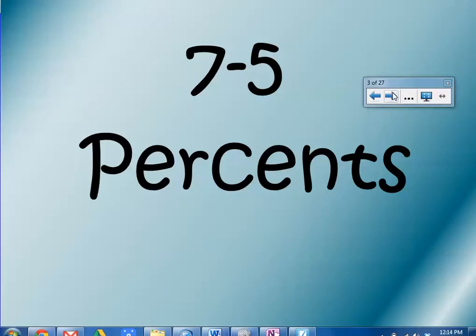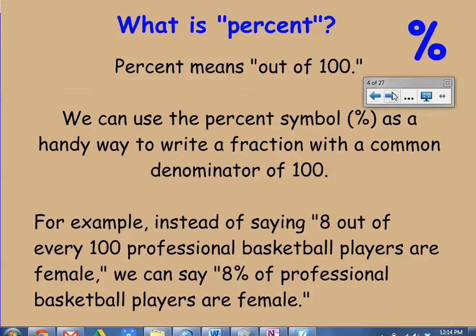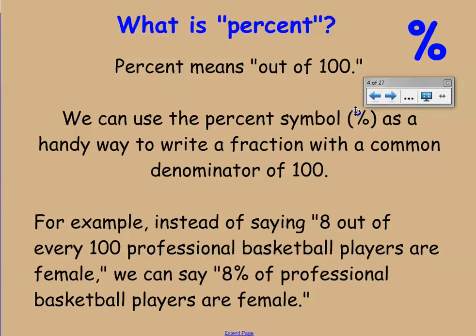So we're going to talk all about percents today. Well, first we're going to talk about what is a percent. Percent means out of 100. We use the percent symbol, which is two circles with a slash line in between, as a handy way to write a fraction with a common denominator of 100. For example, instead of saying 8 out of every 100 professional basketball players are female, we can say 8% of professional basketball players are female. So again, our percent symbol is the two zeros and then the slash line. We're going to put that behind every percent so people know it's a percent, not a normal number. So let's start working with percents now.